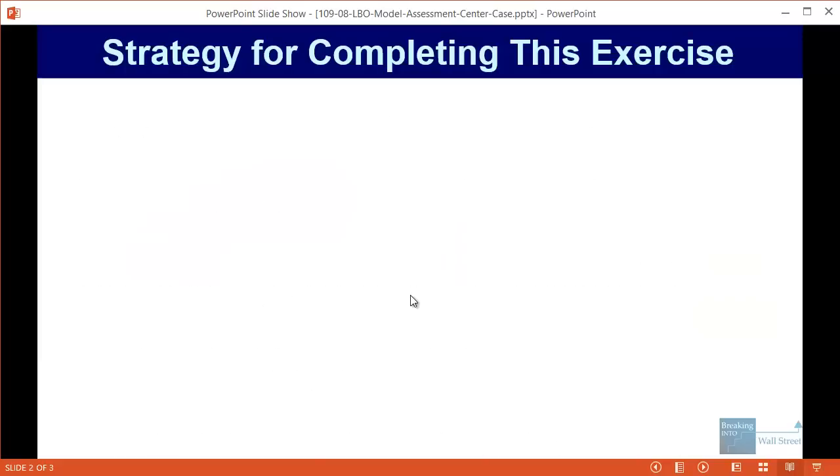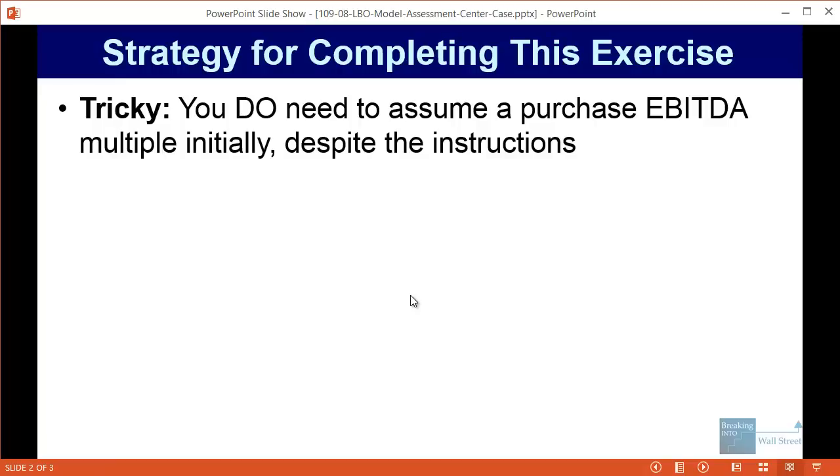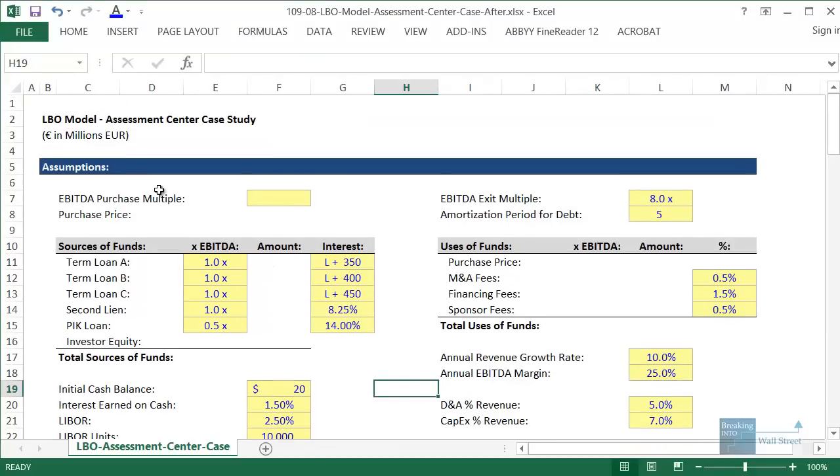A few other tricky points to note before we get started. First off, we do need to make an assumption for the purchase EBITDA multiple initially, even though the instructions told us not to, simply because the rest of the model is not going to work if we actually leave this blank. So this is a case where the instructions are deliberately deceptive and we have to fill in something there.